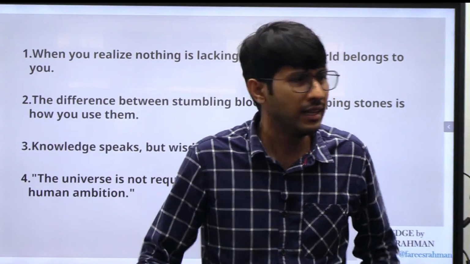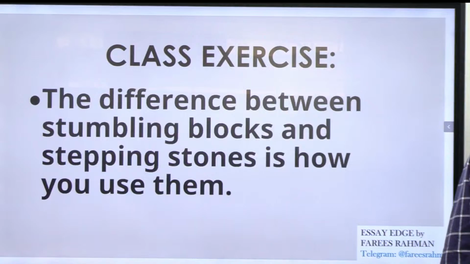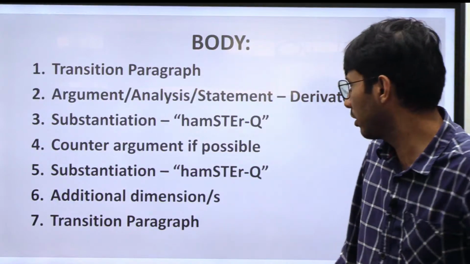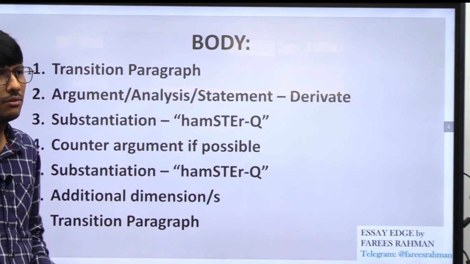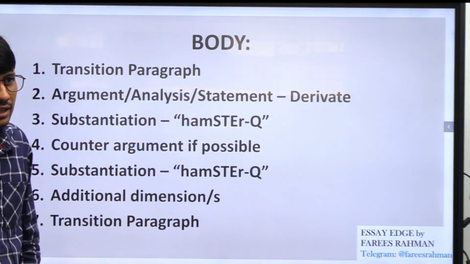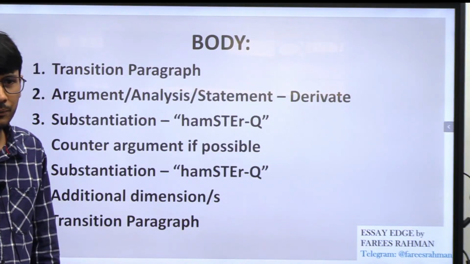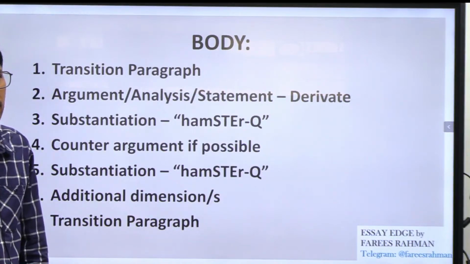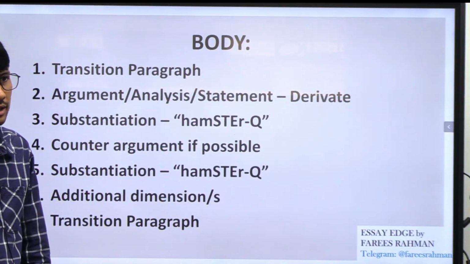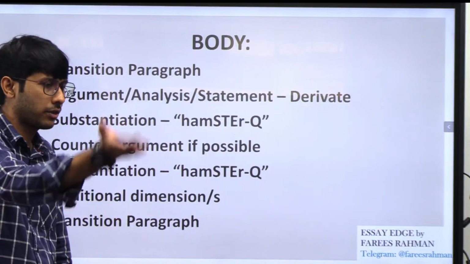It's no rocket science. Let me just recap the entire body we studied in the past couple of days. You start off the body with a transition paragraph. Body can be written in an argumentative way, an analytical way, or a properly descriptive way. Sometimes the arguments or analysis can be a derivative of the core argument itself, and then we learned to substantiate using HAMSTER CUBE. HAMSTER CUBE stands for historical event, analogy, mythology, statistics, theory or thinker, example, research or report, and quotes.